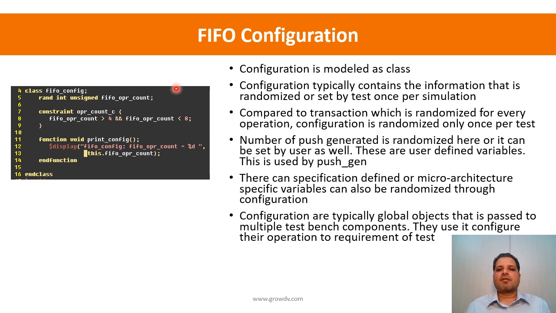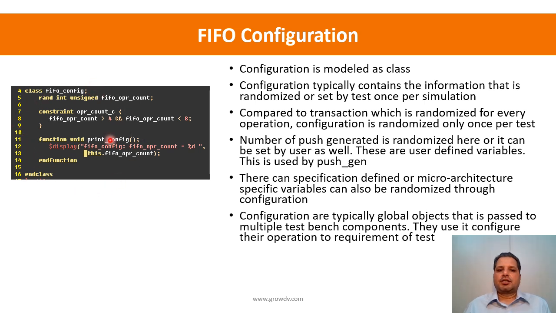We can see class FIFO config, and configuration typically contains information that is randomized once per simulation, right? If you compare config with the transaction, the transaction was randomized for every operation, whereas the configuration would be randomized only once per test. So that's a very important distinction. And the configuration is not an active component, which means it's not going to contain a thread, but it's created only once during the test and randomized only once. That's the nature of the configuration object.